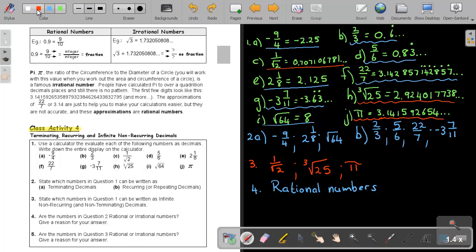And then, number 5, are the numbers in question 3 rational or irrational? What will they be? They will be irrational. And why? All of them are irrational. They are irrational because they cannot be written as a fraction A/B, where A and B are integers. You can just finish off with that.